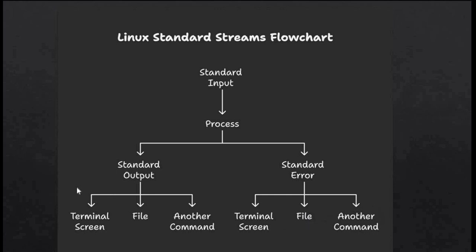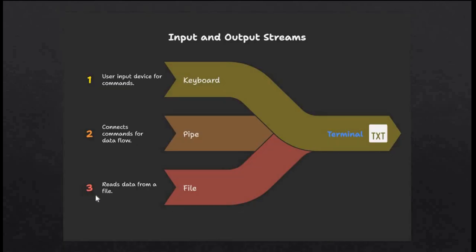Yet another diagram showing this a little differently. And here we see that the input can also come from different sources, keyboard by default, or from a pipe, or from a file. And then both standard out and standard error will go out either to a terminal, which is default, or to a text file, and that file could be /dev/null as we've seen.